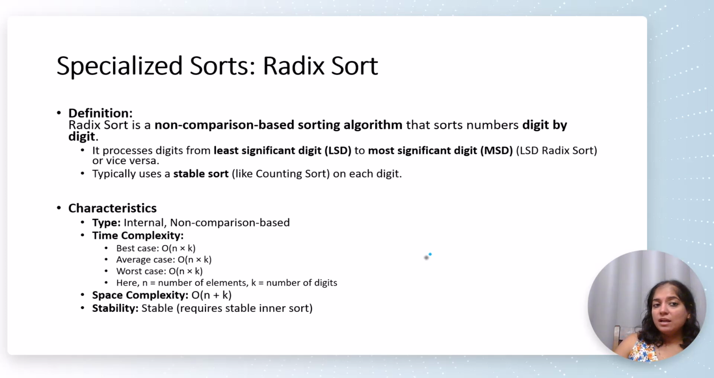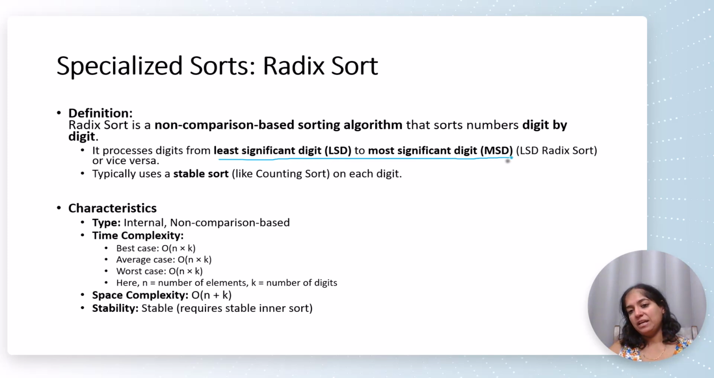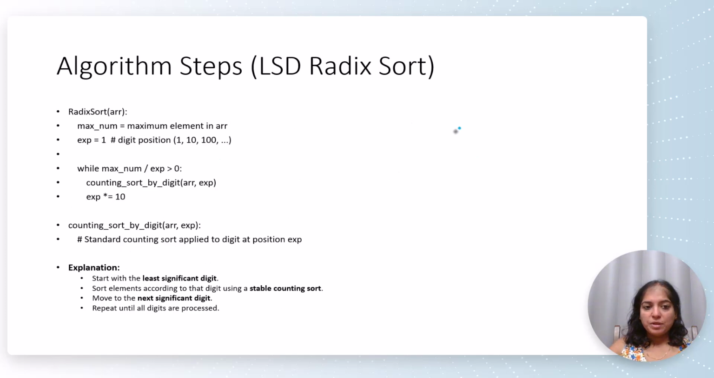Then another non-comparison sorting algorithm is radix sort, in which we compare the elements based on their digits, from the least significant digit to the most significant digit. That means we start from the least significant digit and move towards the most significant digit. It is a stable sort. So how does it work?